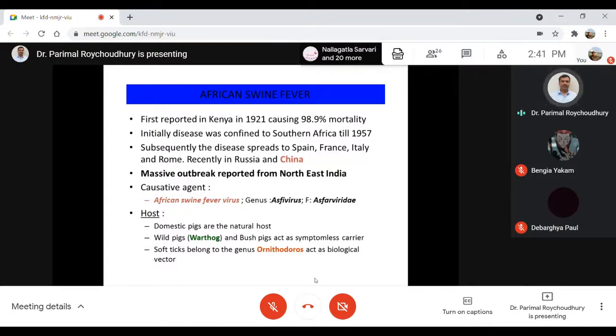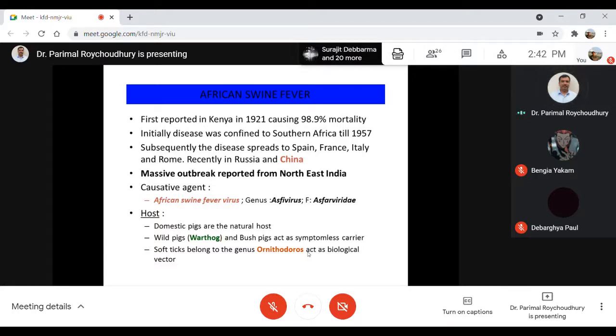The more serious issue is the involvement of a tick species, the soft tick, which acts as a biological vector under the genus Ornithodoros. It is a soft tick found in the burrows of warthogs, and it acts as a biological vector. So these two points again complicate the epidemiology, and they harbor the virus in a sylvatic cycle. That means the virus is maintained in wildlife.